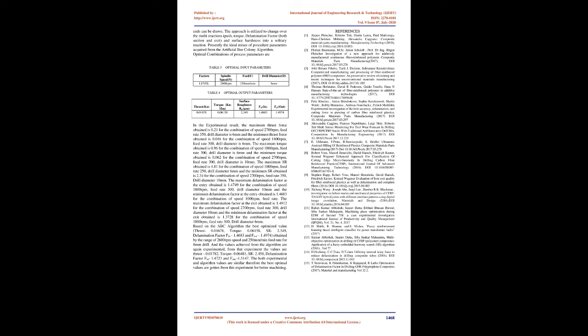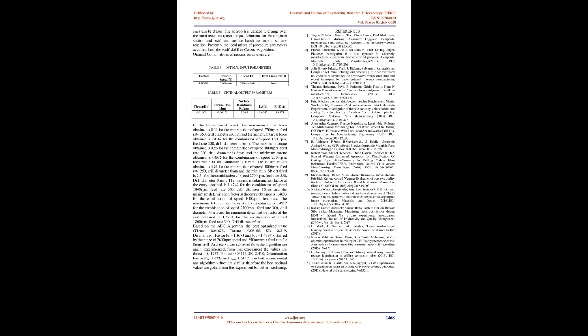Based on the ABC algorithm, the best optimized values are: thrust 0.01678, torque 0.06158, SR 2.349, delamination factor FIN 1.4683 and FOUT 1.4974, obtained at a speed of 2600 rpm and feed rate of 250 mm per minute for an 8 mm drill.